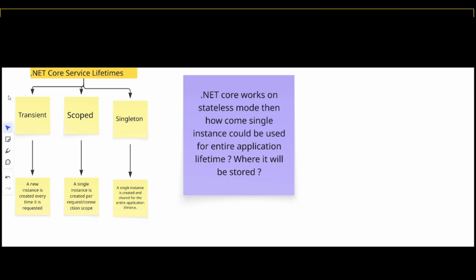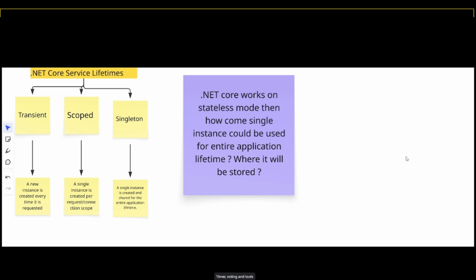We all know that there are three service lifetimes: transient, scoped, and singleton. Transient, you will get a fresh instance every time. Scoped, the instance will be shared for that particular HTTP request. Singleton, a single instance will be shared across the entire application lifetime. This is really interesting, right?